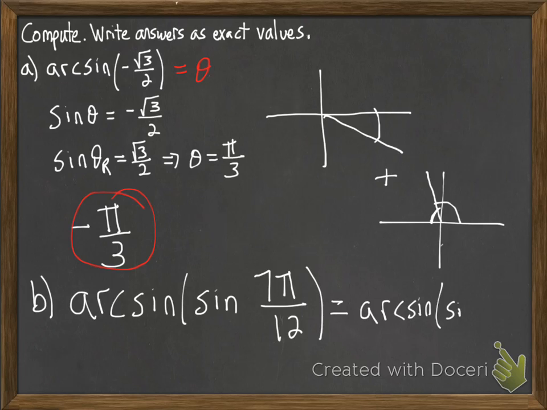Well, if it's 7 pi over 12, the reference angle would be 5 pi over 12. So we would go to the first quadrant with the reference angle of 5 pi over 12. And now that it is inside the accepted range for the sine function, we can allow those inverse functions to cancel each other out, and we get the answer 5 pi over 12.